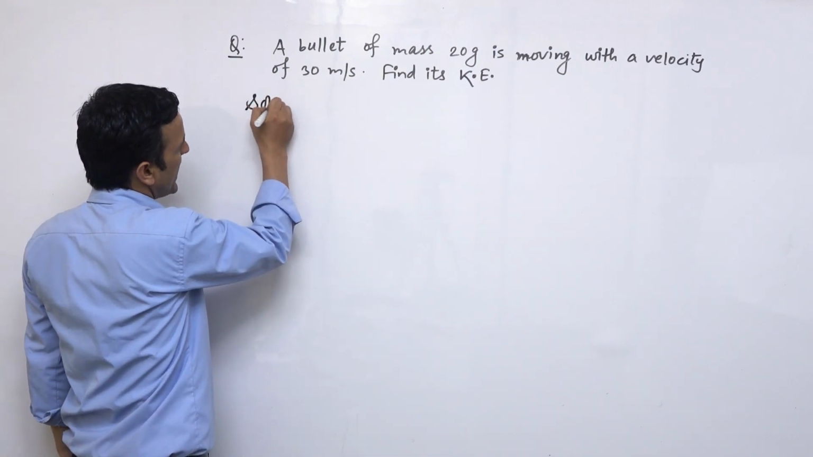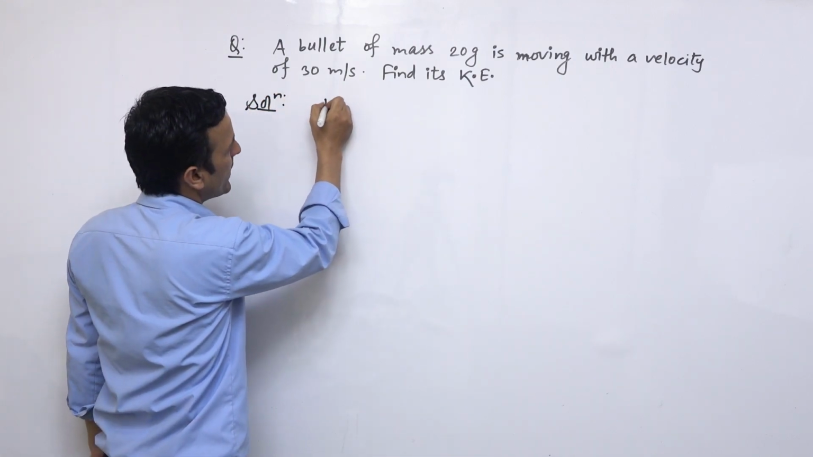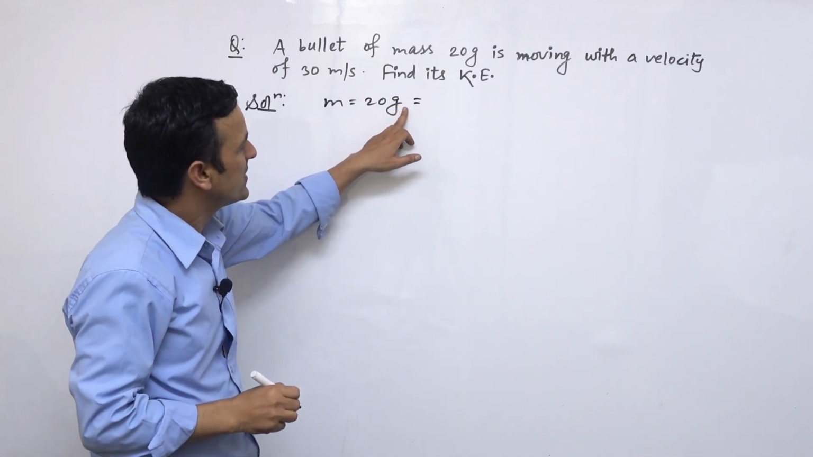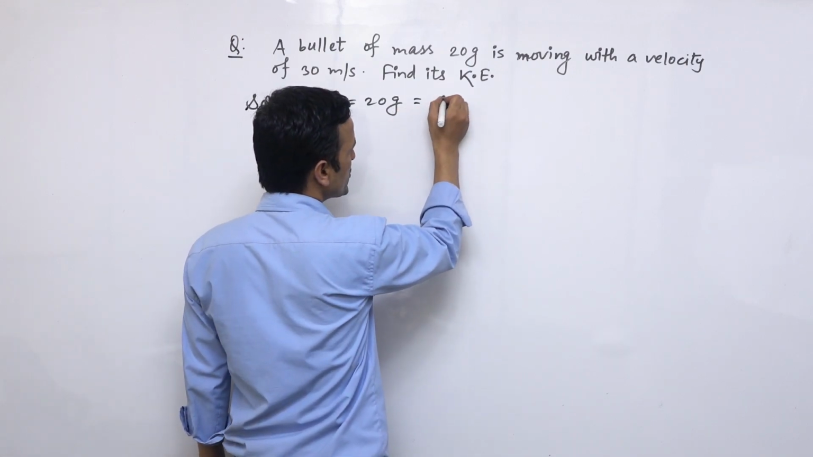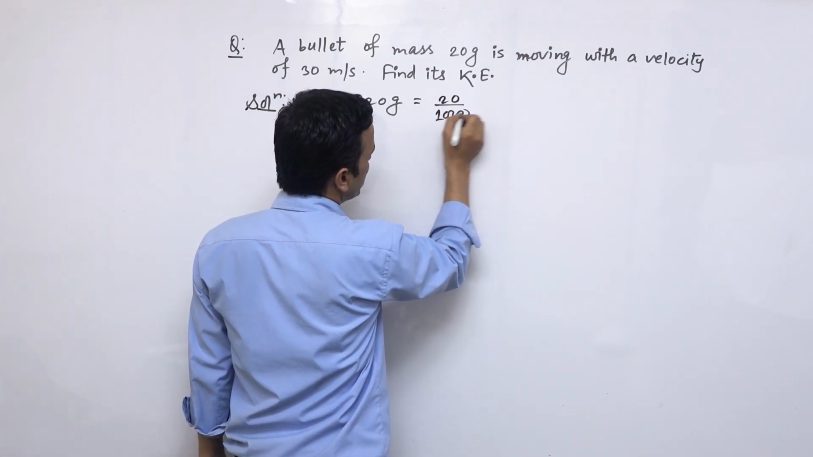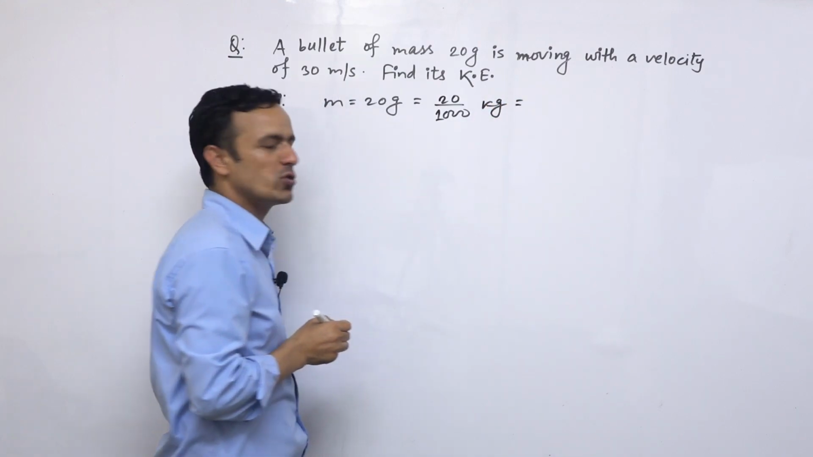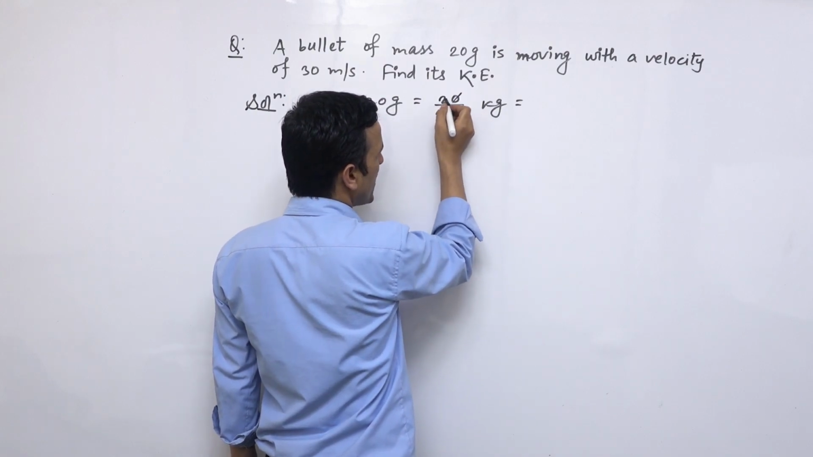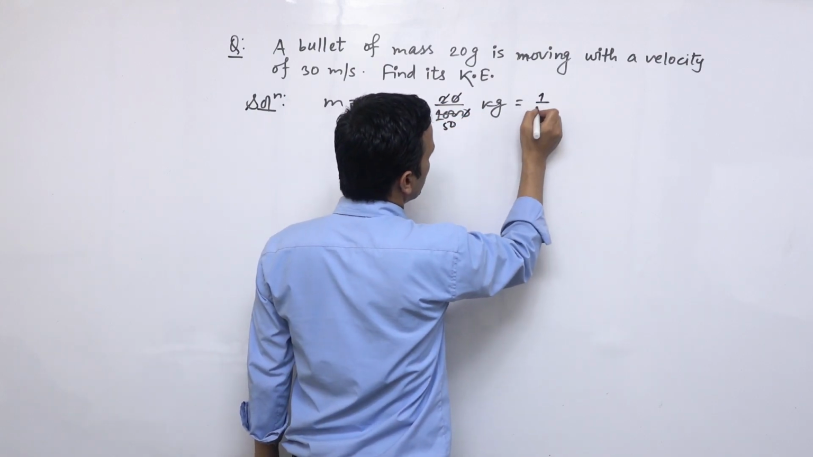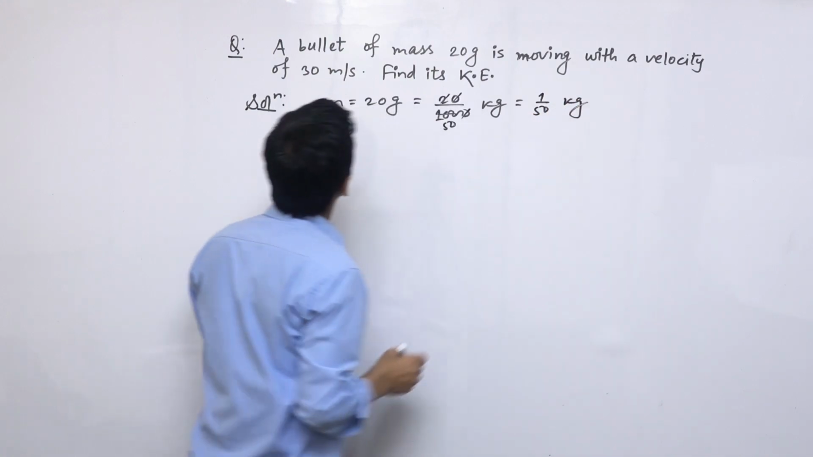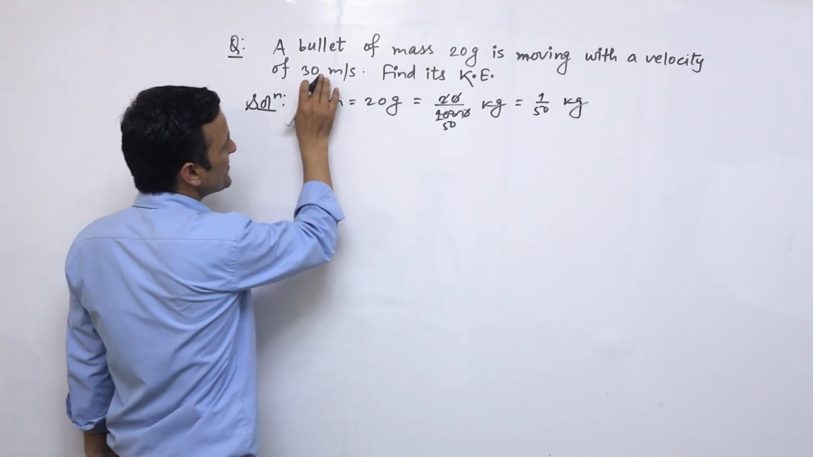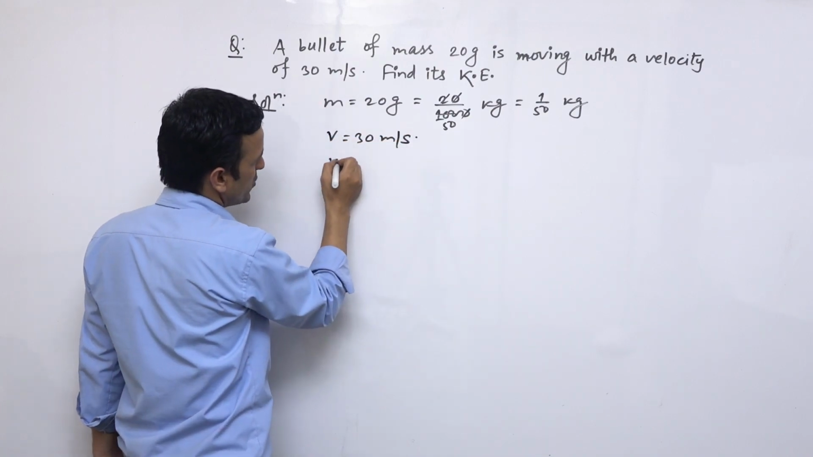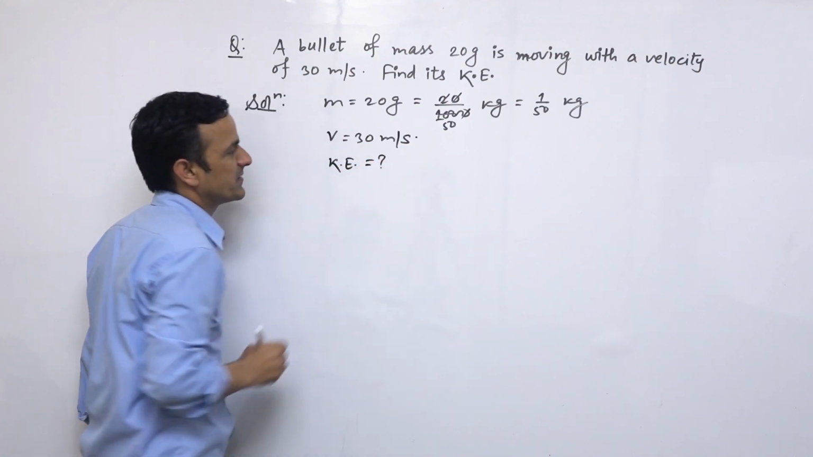So let's write the information one by one. Mass is 20 gram, so be careful. Mass is always expressed in kg, kilogram. So we should divide it by 1000 and it is converted into kilogram. So this 0 cuts down with the 0 of 250. So 1 upon 50 kg is the required mass in kg. So similarly, this is the velocity. V is equal to 30 meter per second. And we are going to find the kinetic energy of that bullet.